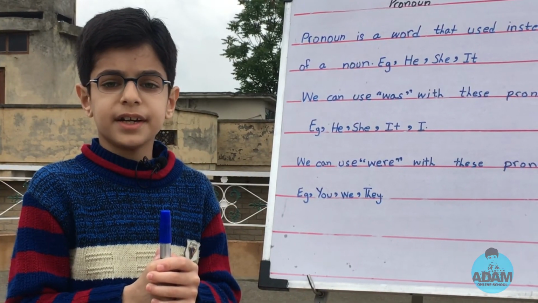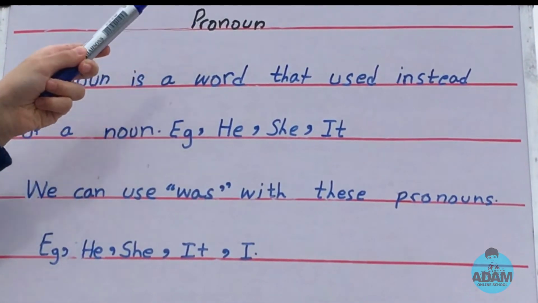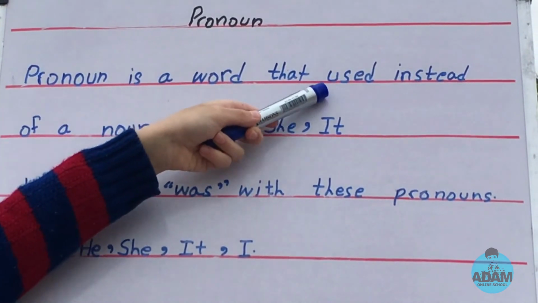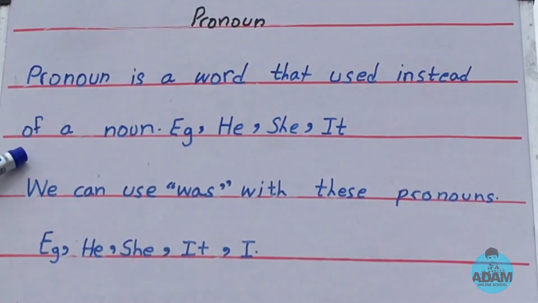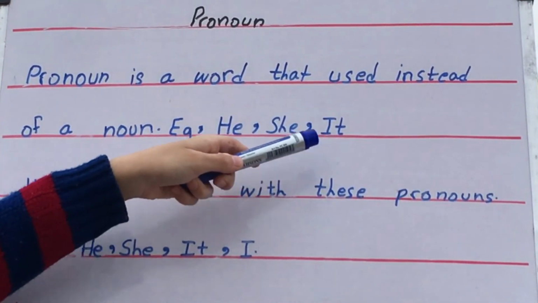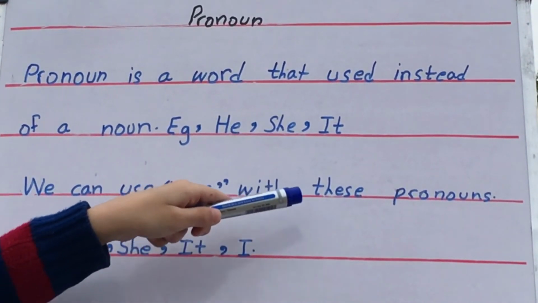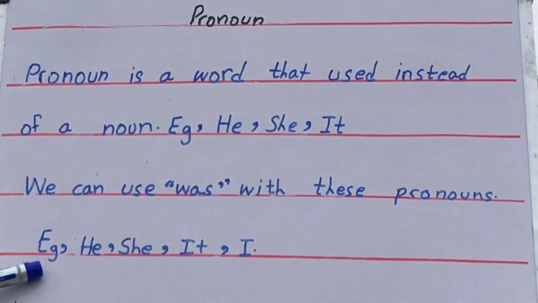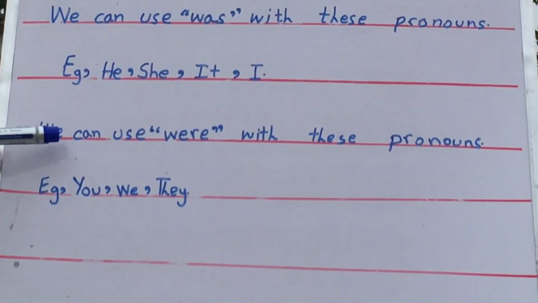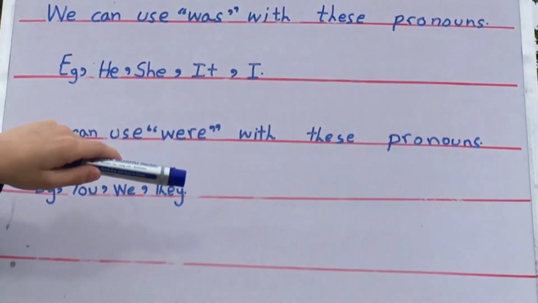Now I will read the full chapter for better understanding. Pronoun. Pronoun is a word that is used instead of a noun. Example: he, she, it. We can use was with these pronouns. Example: he, she, it, I. We can use were with these pronouns.